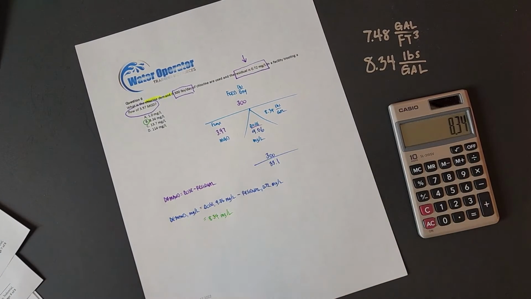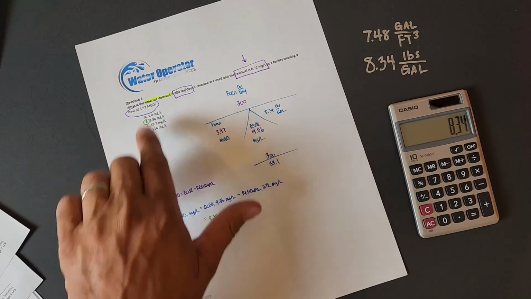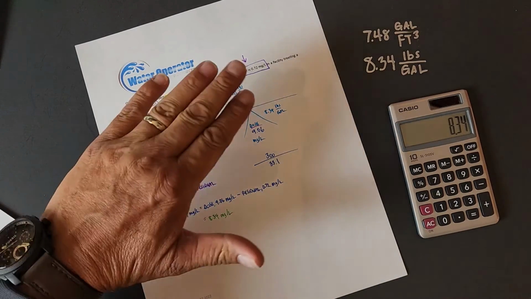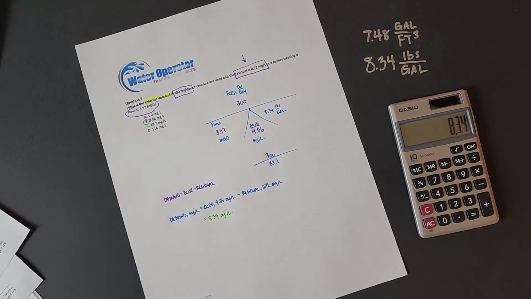I love that question. That made me think. Chlorine demand, residual, in what looks like a feed problem. You have to do the feed problem before you can calculate the demand.